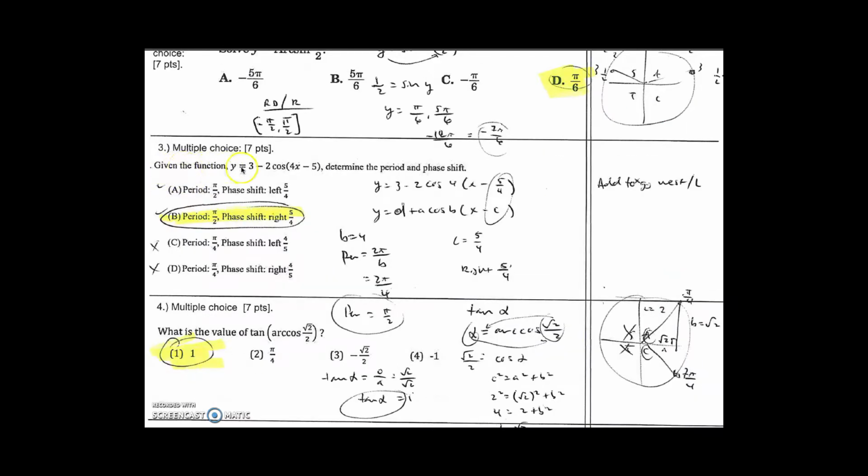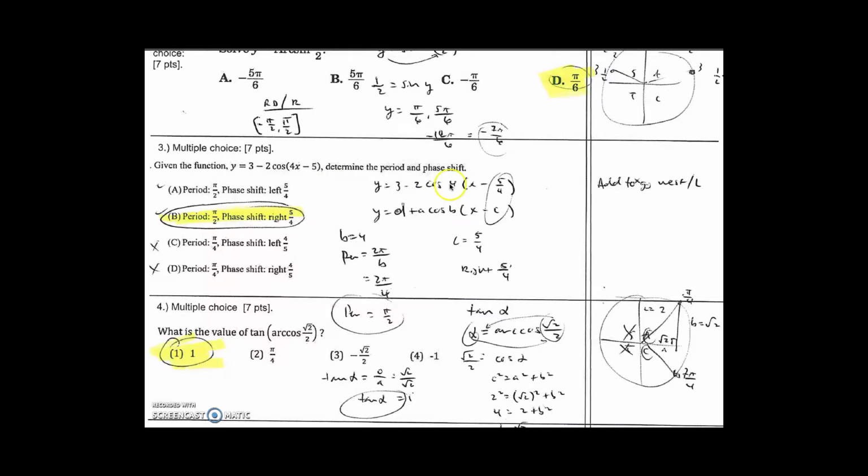Question number 3: given the function y equals 3 minus 2 cosine (4x minus 5), determine the period and the phase shift. So here I wrote down the problem, and the next thing I'm going to do is recognize that to get a b value, in our class, we've been learning that you have to factor out that b value. So what's your hint? Your hint is that you can factor out a 4.